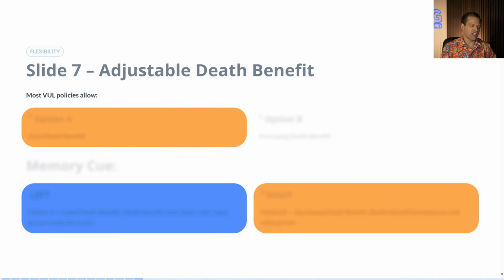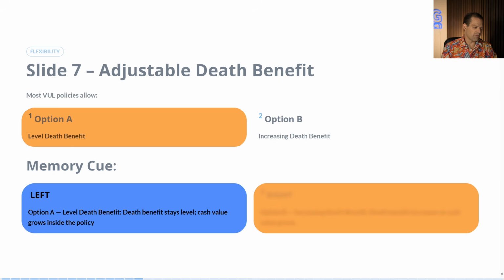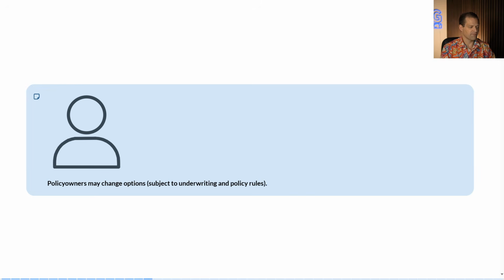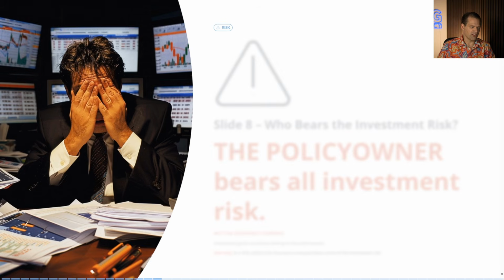So you also have an adjustable death benefit with VULs. You have option A, which is a level death benefit, and option B, which is the increasing death benefit, just like in a UL. So memory clue: option A is level death benefit. Death benefit A is level, cash value grows inside of the policy. And B, right, increasing death benefit, meaning the death benefit increases as cash value grows. So the policy owners may change options subject to underwriting and policy rules as they go through it.